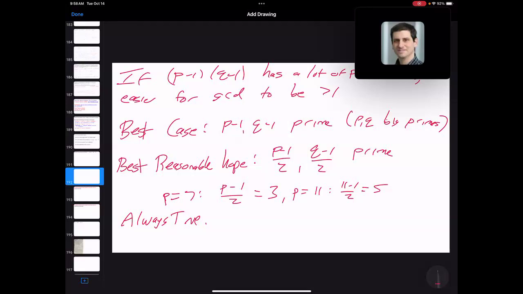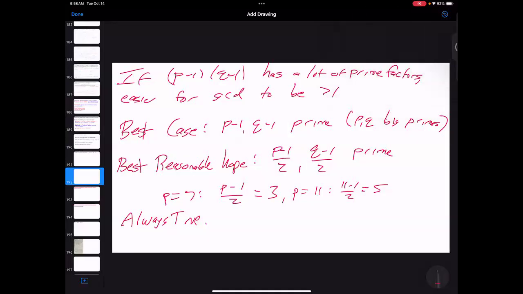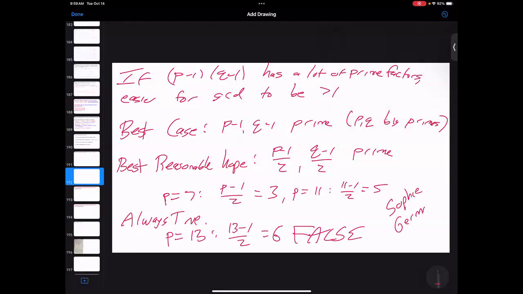So how would you disprove this conjecture? Yeah, give me a counterexample. Almost any prime you choose is going to work. Yes, 13. So if P equals 13, then that would give us (13 minus 1) over 2. That's 6, so it's false. So these are very famous primes, the Sophie Germain primes.